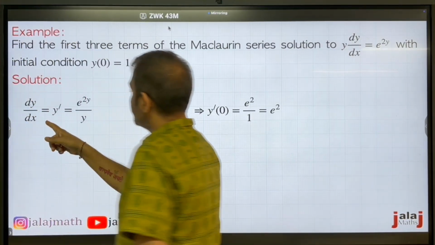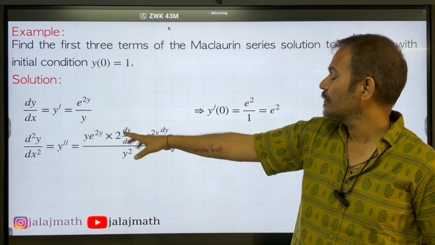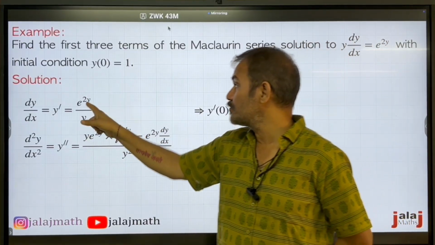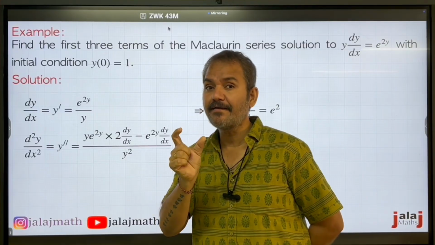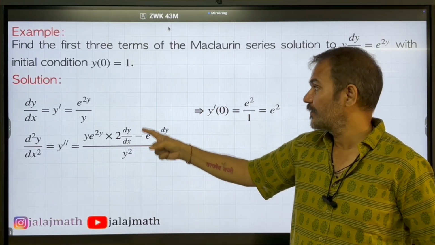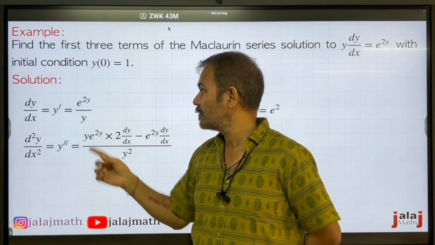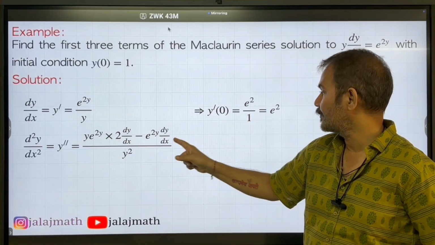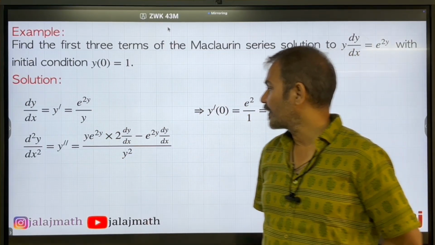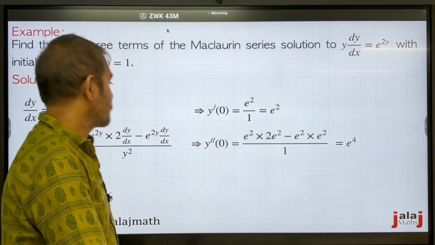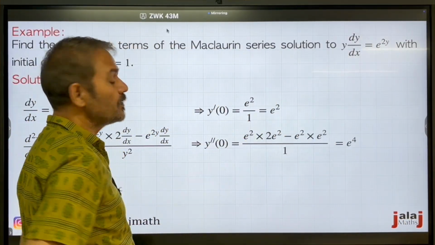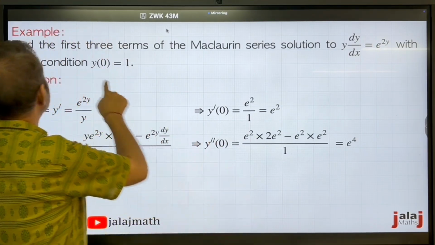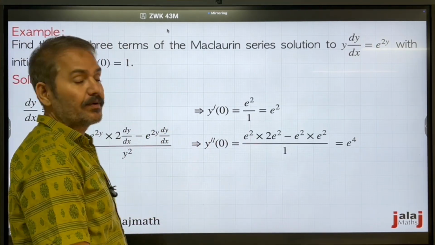Now you can differentiate this. When you differentiate this using the quotient rule and chain rule, don't forget it's 2y, not dy by dx. And of course we are using implicit differentiation, because whenever you differentiate y, you need to put dy by dx with that. And the value of the second derivative at x is equal to 0 is e raised to the power of 4.